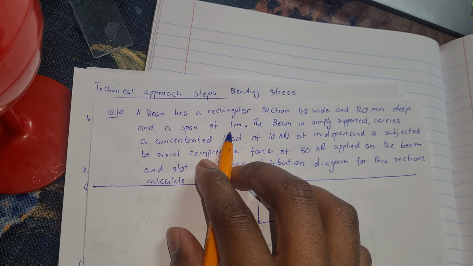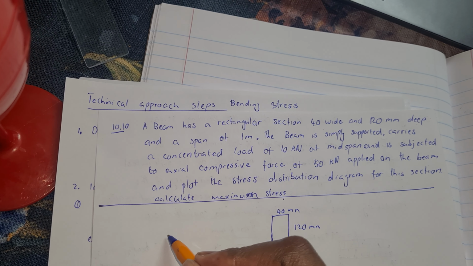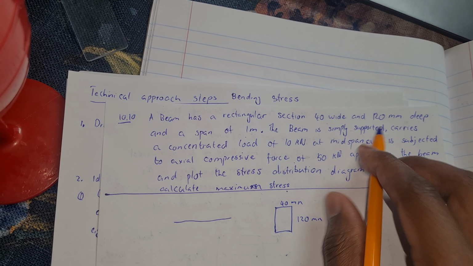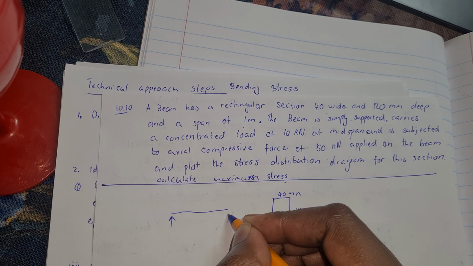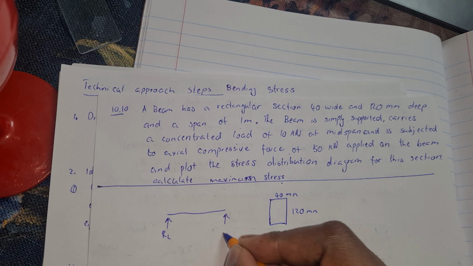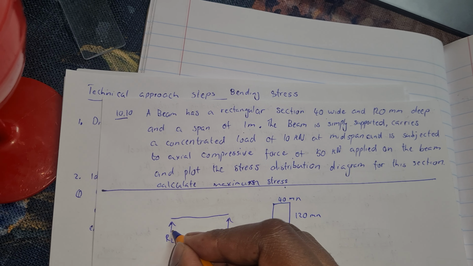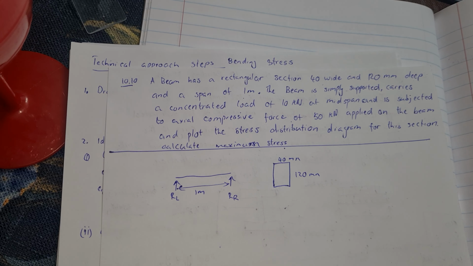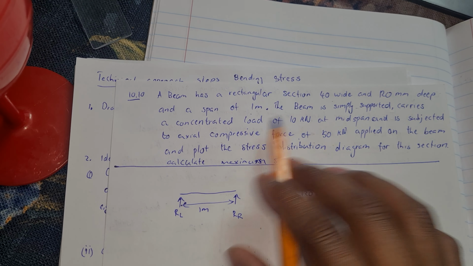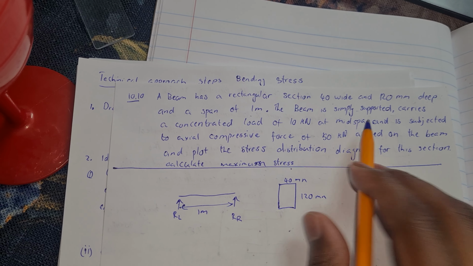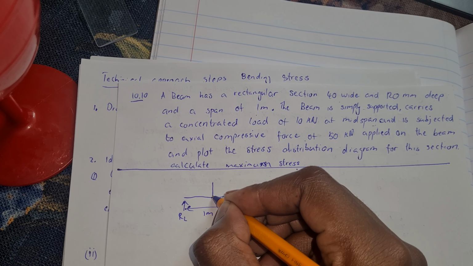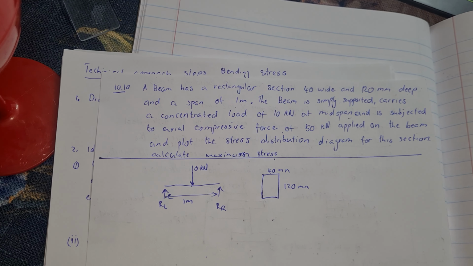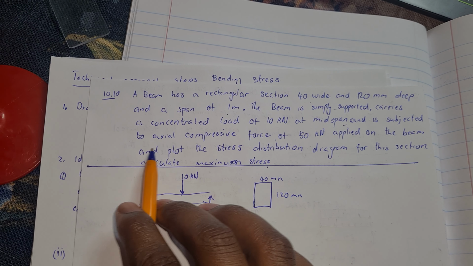Then the beam has a 1 meter span. How do we draw a beam? Just one simple line. Then they are saying simple support, so we have something like this: RL, RR. Then the span is what? 1 meter. Simple. And then it carries what? A concentrated load at the midspan. So at the midspan we have this. We are given that it is in kilonewton, right?